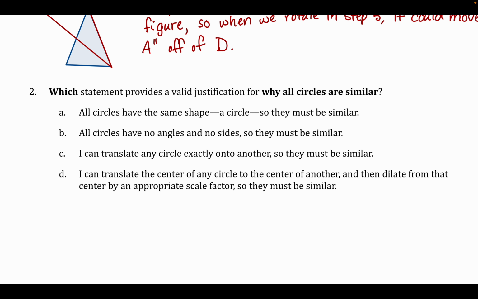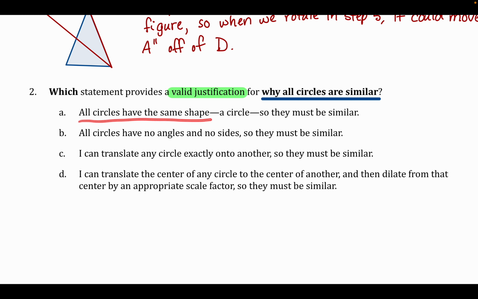Let's look at question 2, a little less intense here. Which statement provides a valid justification for why all circles are similar? They put it in bold. I'm going to underline it. That's what we're really looking at. Why are all circles considered similar? Some of these might make sense, but we want a valid justification. When we say justify your answer, that means use a mathematical explanation for it. So which one is a valid justification?